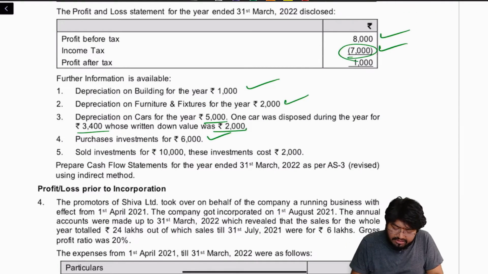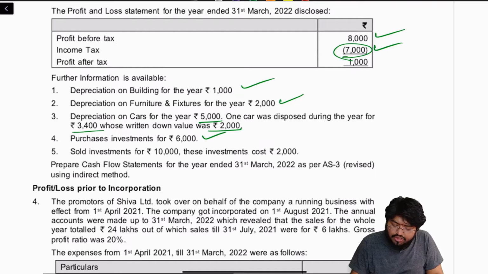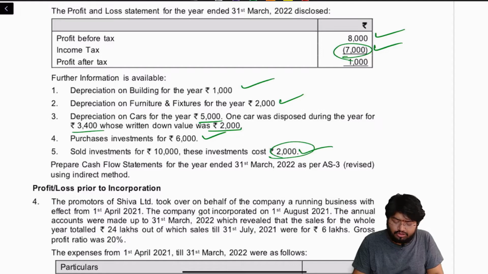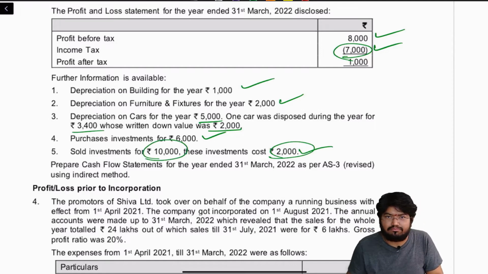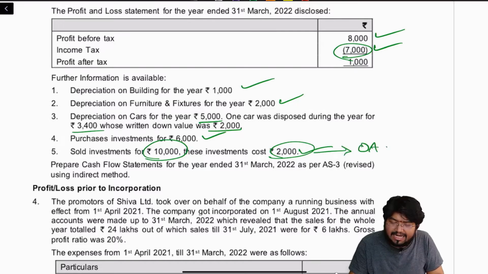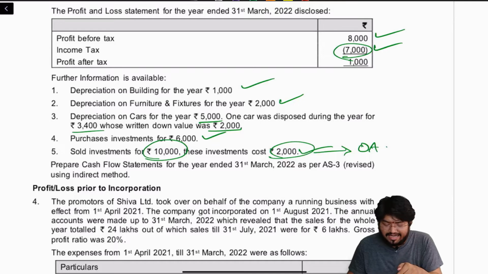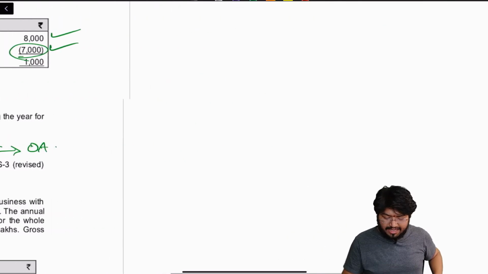Then sold investments for 10,000. Those investments cost only 2,000. That means something which I bought for 2,000 I sold for 10,000 and made profit of 8,000. Now by reading this, what you need to understand is this has got impact on your operating activities also. Why? Because while preparing cash flow from operating activity, any profit which you have earned by sale of investments or sale of any other assets, you should not take it there. Okay, so for that sake that will also impact here. Is that clear, everybody? Yes, sir. Cool. Now let's do it by ourselves.